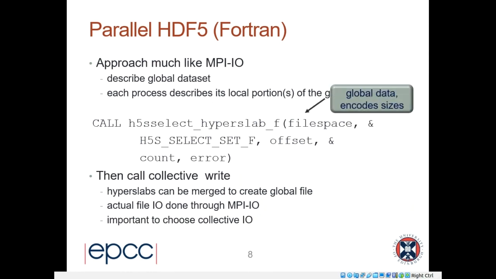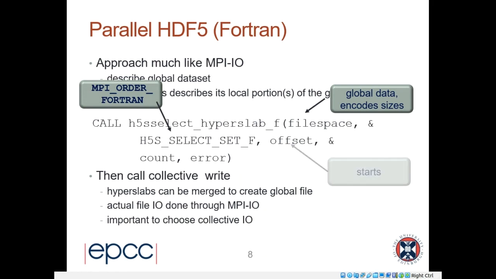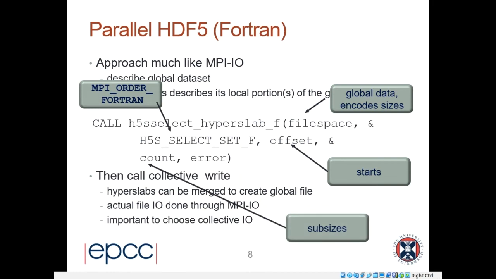So that file space is to do with your global data and encodes all the sizes of the global file. H5S_SELECT_F is the equivalent of MPI_ORDER_FORTRAN. This is a Fortran program, so it tells it it's Fortran code. The offset is the starts, where in the array this subarray or hyperslab begins. HDF5 calls it starts, and the count is the subsizes. So it's the same information but passed in a different way. But then these are converted into MPI-IO syntax, and under the hood it uses MPI-IO.